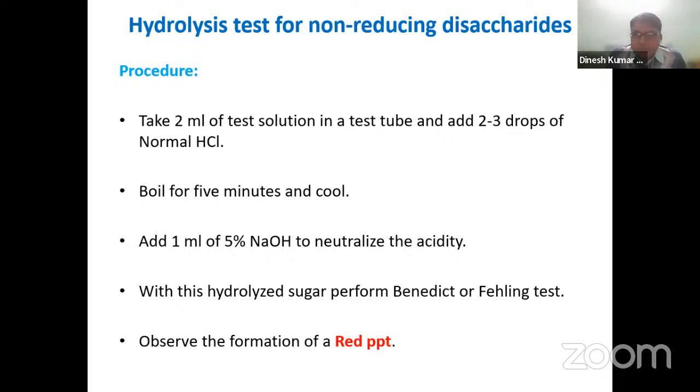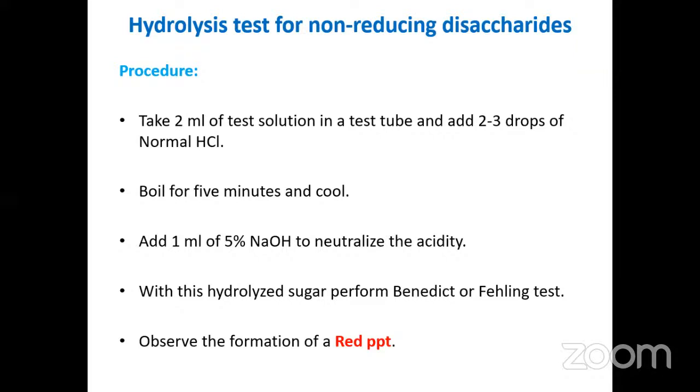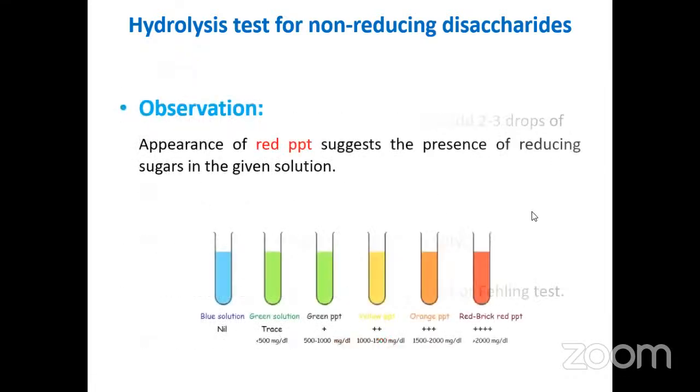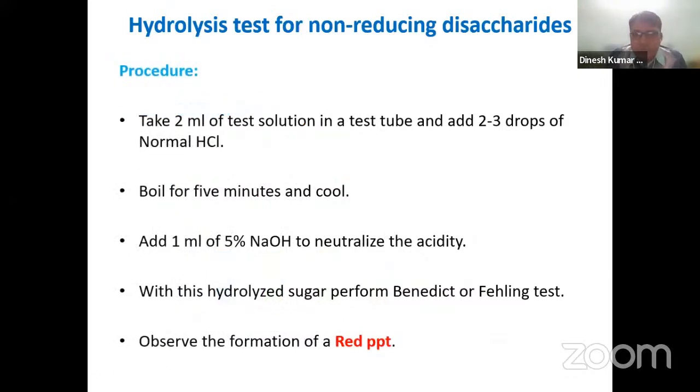So take 2 ml of test solution in a test tube and add 2 to 3 drops of normal hydrochloric acid, HCl. Boil for 5 minutes and cool.